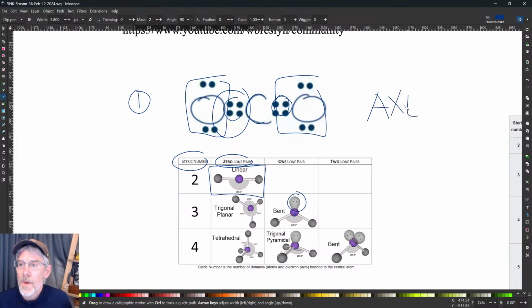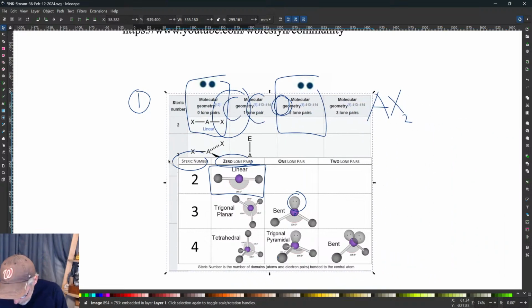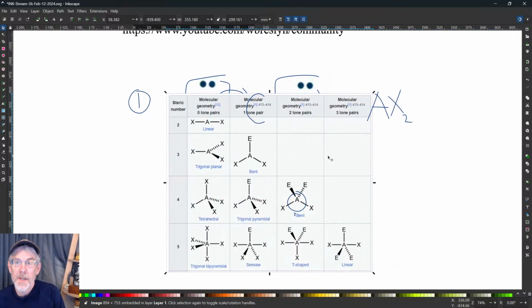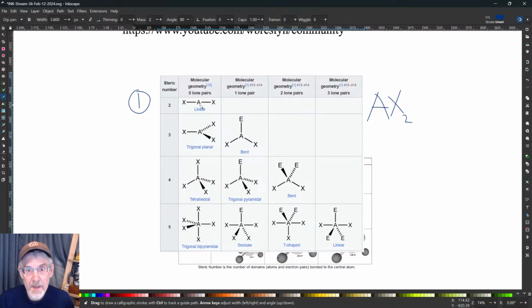AXE. A is the central atom. You have one of those. X is the number of things bonded, that's that steric number. So we have 1, 2, and then E would be the number of lone pairs. We don't have any, so typically you just delete the E. Then you'd get a chart and look it up. Hopefully you'd be allowed to have this chart here. You would find something that had AX2, and that would be the linear, right? AX2.